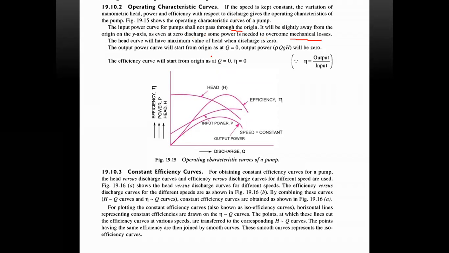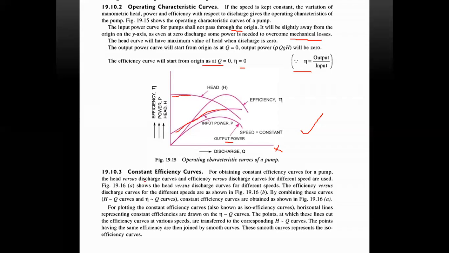Therefore, the efficiency curve will start from the origin. Q is equal to 0, efficiency is equal to 0, since efficiency is output by input. Whenever they ask for the main characteristic curves or operating characteristic curves, you have to draw this curve. On the x-axis draw the discharge, on the y-axis draw the efficiency, power, and the head, and show the lines. This is the manometric head H, this one is the efficiency, this one is the input power, and this is the output power, with speed constant. Like this you have to draw the graph and leave it.